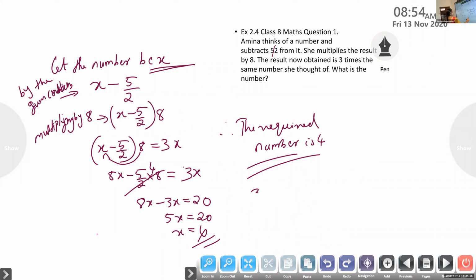Previous question I will show. See, 8x minus 20 equal to 3x. See, 8x minus 3x equal to 20. We transpose 3x to the other side. Here the negative sign was already there, right? It was 8x minus 20. The negative sign is already there. When we transpose to the other side, it becomes positive.